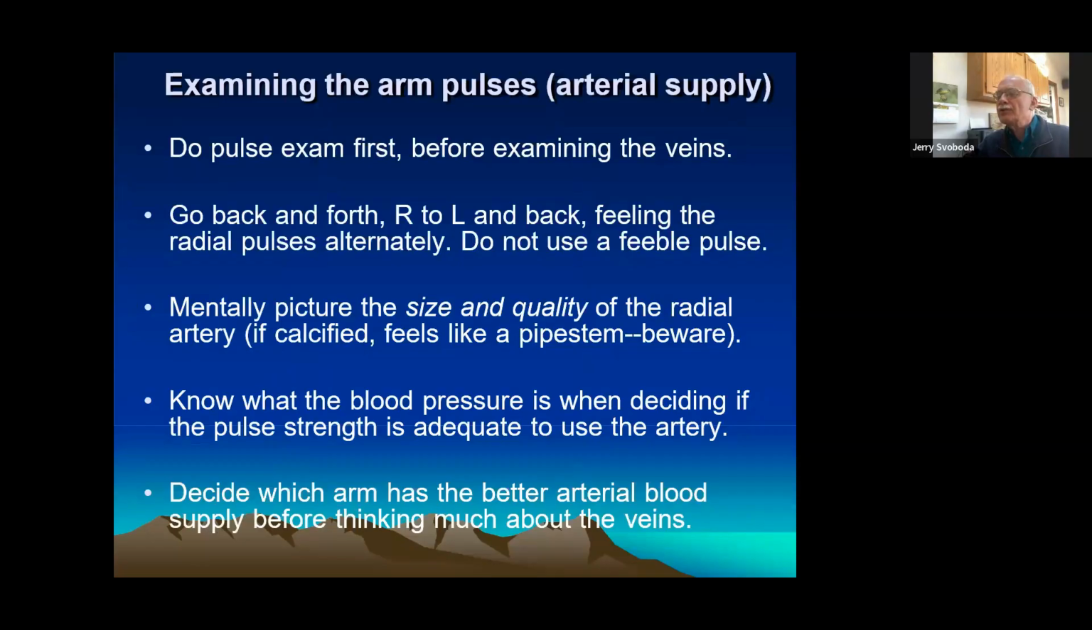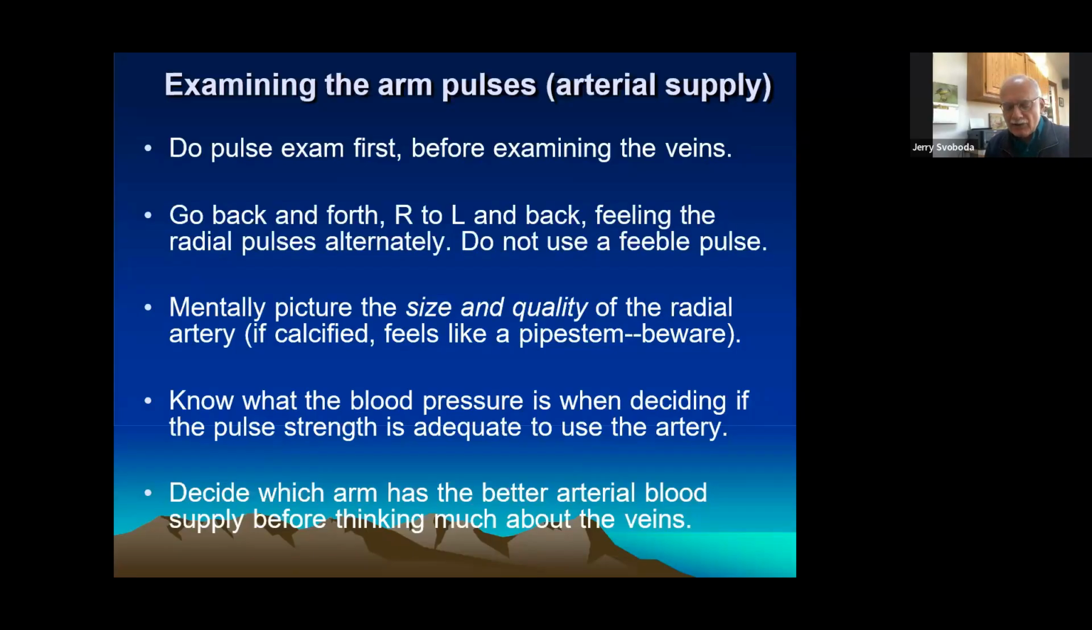Check the pulse first. Go back and forth and feel the quality of the radial pulse. Some of our diabetic patients have calcified radial arteries, and with experience, you can get to know what that feels like. It feels like what the old timers used to call a pipe stem. It feels very hard. Go back and forth, right and left, feeling the radial pulses, and pick the one with the better pulse. You want the best arterial supply and the best looking vein.